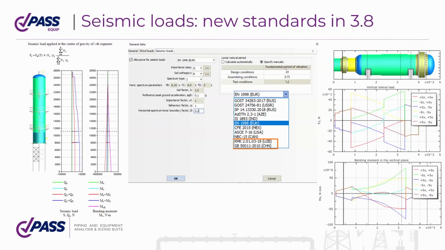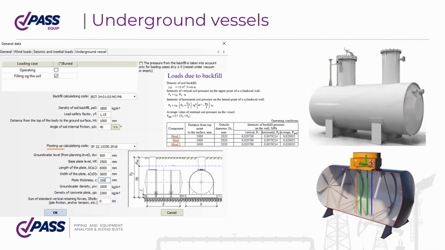For seismic loads, also we have a list of different implemented norms like Canada, US, India, Azerbaijan, and in this version we again added China and Uzbekistan codes. For underground vessels, we take into account interaction with the soil, and we also calculate possible floating up. This is already available in this version, but we have plans to improve it in the next version.